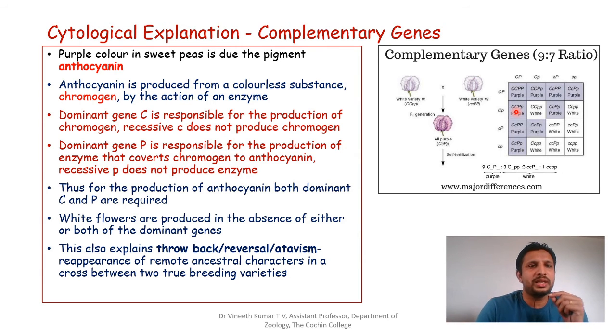If chromogen is present and enzyme is absent, you get the white color. If enzyme is present and chromogen is absent, the effect is also the same. And when both are absent, the result is also white flower color.